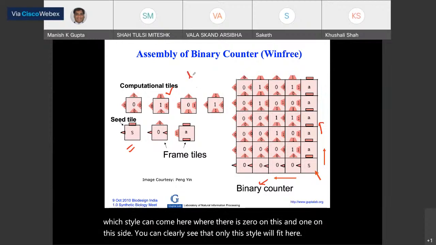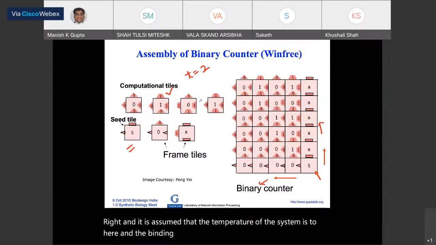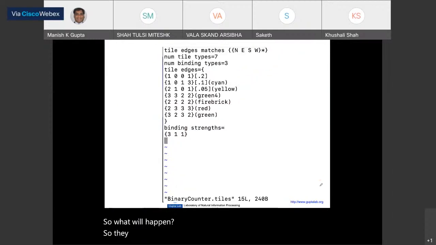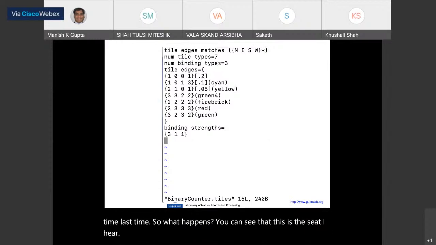And it is assumed that the temperature of the system is 2 here, and the binding strength for these computational tiles is 1 for each of them. So what will happen? They will combine. And here is a program I have shown you last time. You can see that this is the seed tile here.